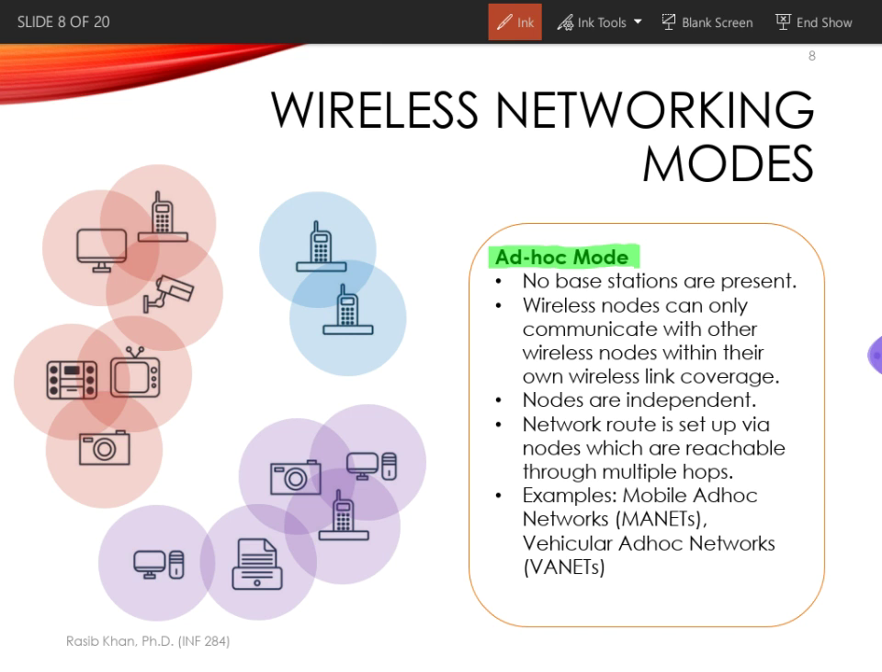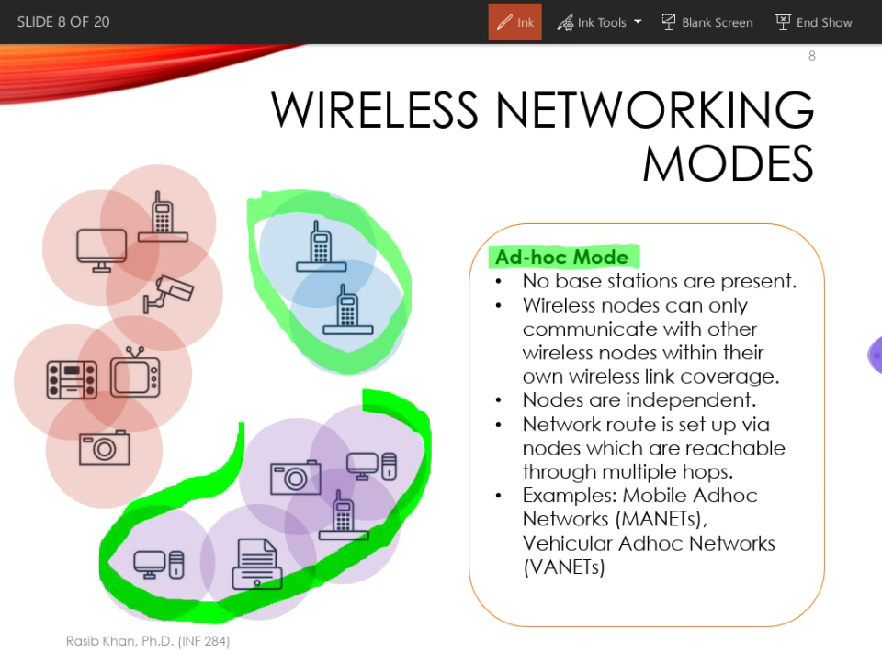So these two wireless nodes can communicate with each other because they fall within the range of their own wireless links. Again, this is another cluster where each of these nodes can communicate with each other because they are within the range of each other. And as you can see, there are no centralized entities to facilitate the communication.